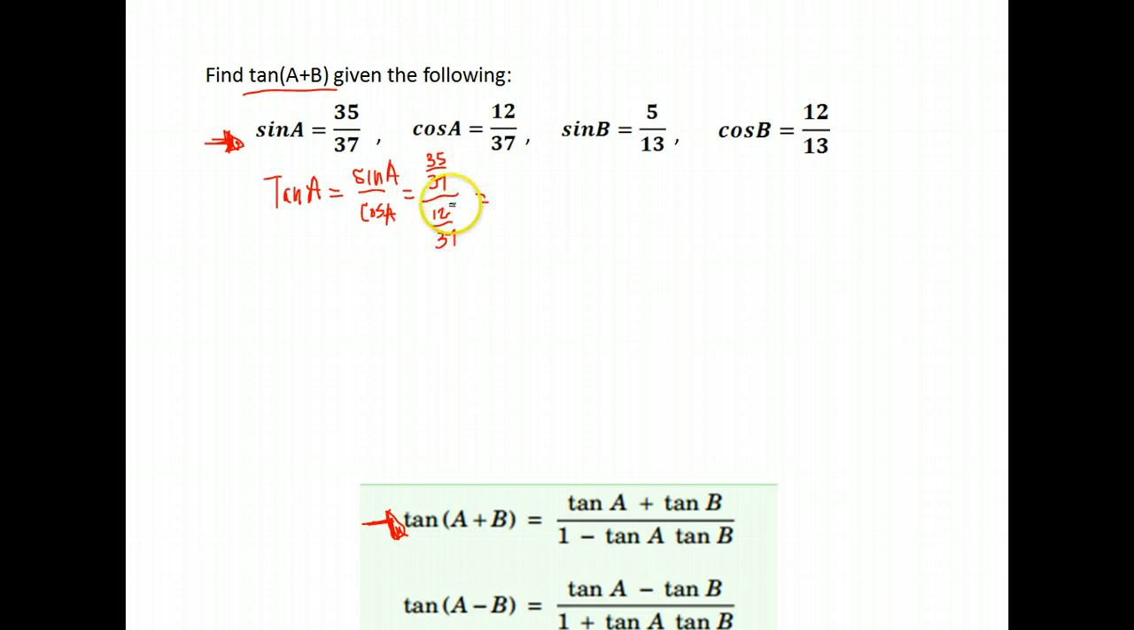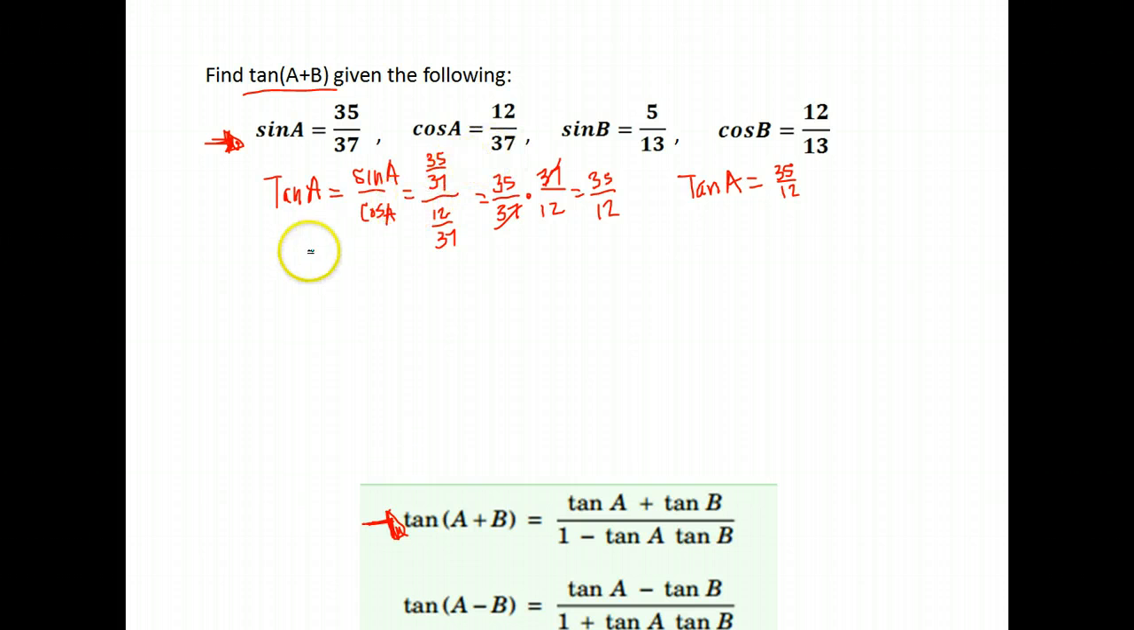Well, we have a fraction divided by a fraction, and our rule for dividing fractions is that you invert the second fraction, or the denominator there, and multiply. Notice our 37's cancel, and we're left with 35 over 12. If we can reduce that, we would want to reduce, but that does not reduce. So we know that now. We know tangent A is 35 twelfths.